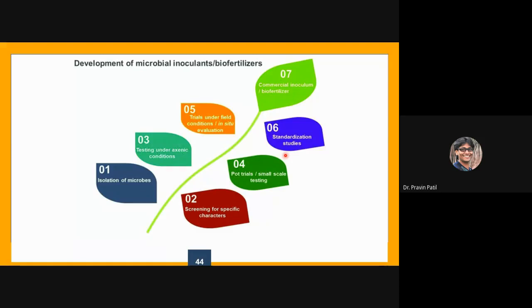I will briefly explain. The first part is the isolation of microbes which we expect to have that particular trait as biofertilizers. Then we will screen for that specific criterion. If it is solubilizing phosphate or phosphorus, we will put in insoluble phosphorus and check whether it is solubilizing it.